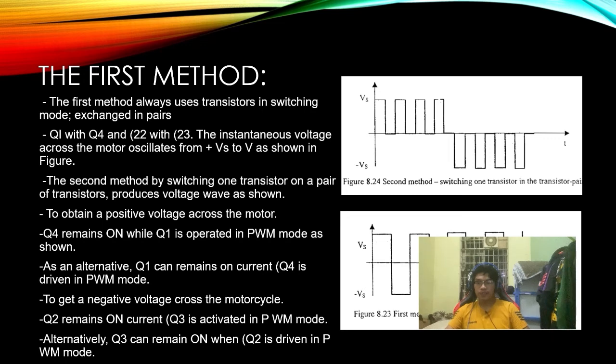Next, to obtain the positive voltage across the motor, Q4 remains on while Q1 is operated in PWM mode as shown. As an alternative, Q1 can remain on while Q4 is driven in PWM mode. To get a negative voltage across the motor, Q2 remains on while Q3 is active in PWM mode. Alternatively, Q3 can remain on when Q2 is driven in PWM mode.